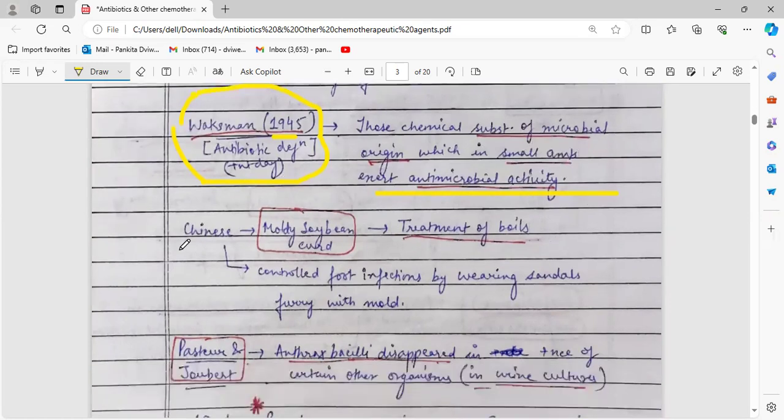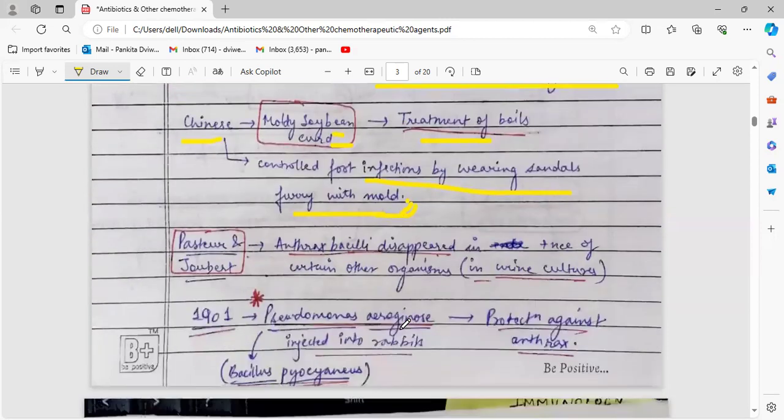Chinese people used soybean curd for the treatment of boils. And they used to control foot infections by wearing sandals that were furry with mold. So these molds helped in curing or preventing the bacterial foot infections.